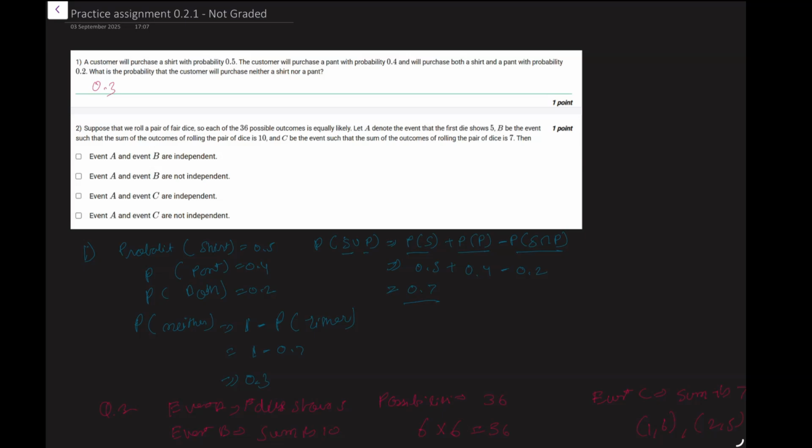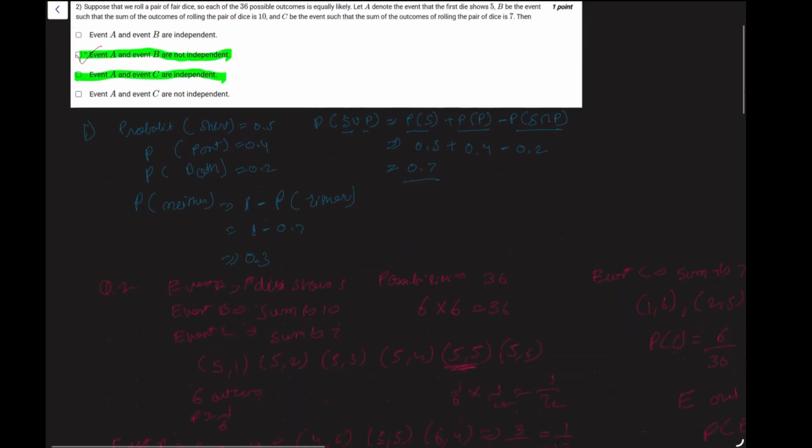So event A and event B are not independent, and event A and event C are independent. So the second and third options are correct.